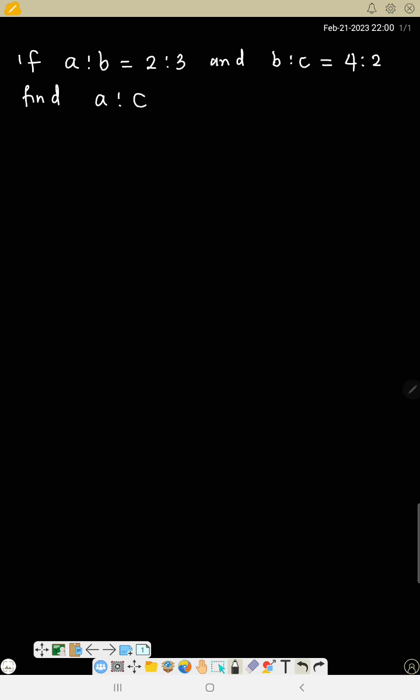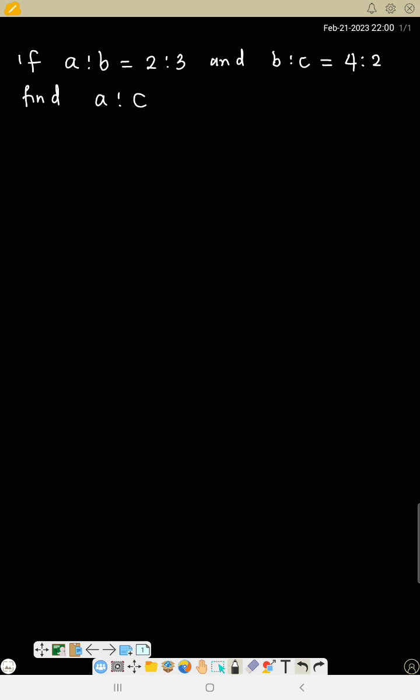Can also have question of this form. If A ratio B equals 2 ratio 3 and B ratio C equals 4 ratio 2, find A ratio C. Now, the question may not ask you to find A ratio B ratio C. You can just ask for A ratio C.